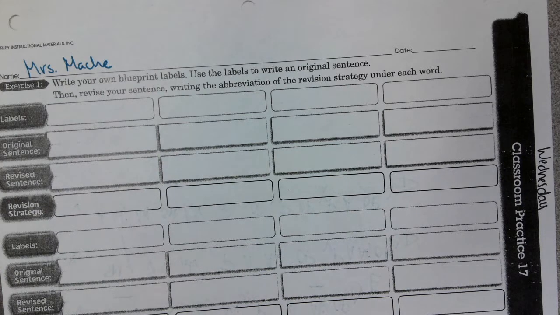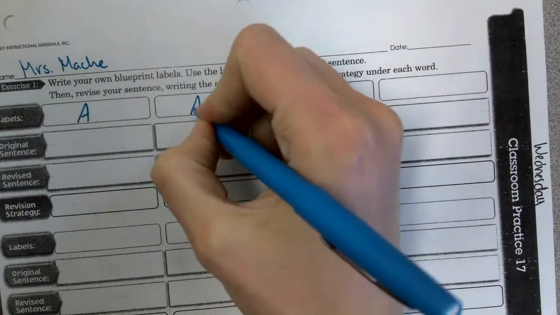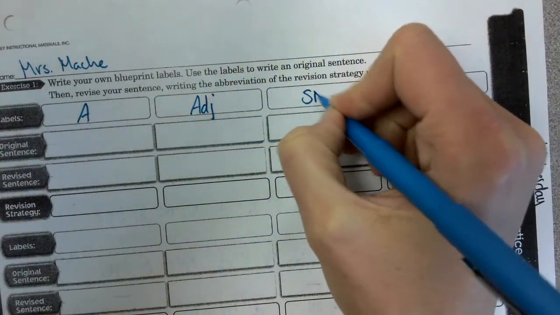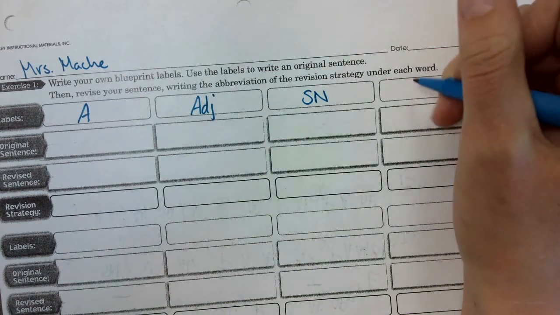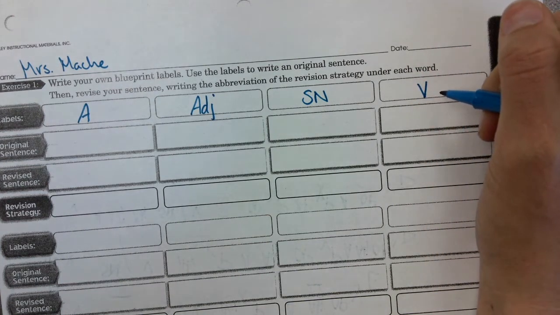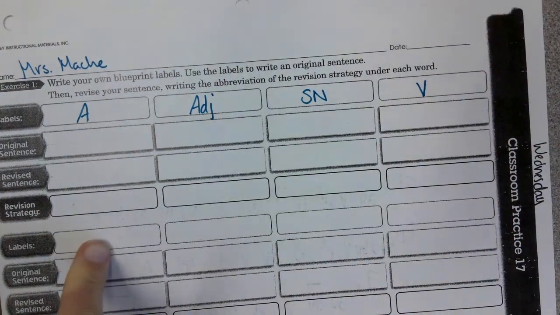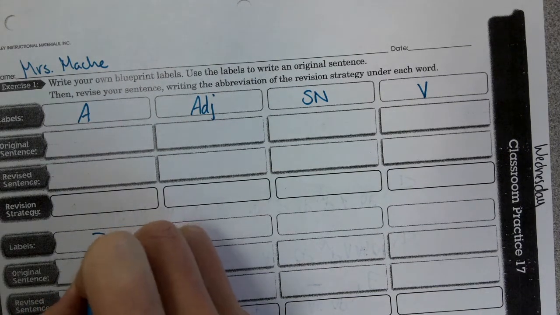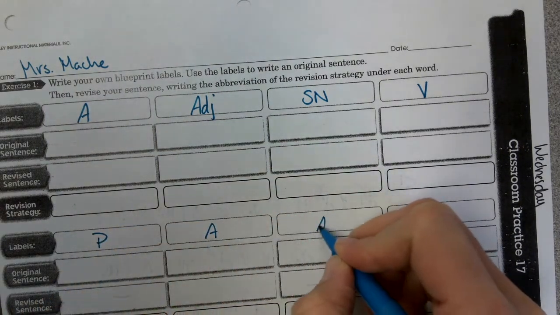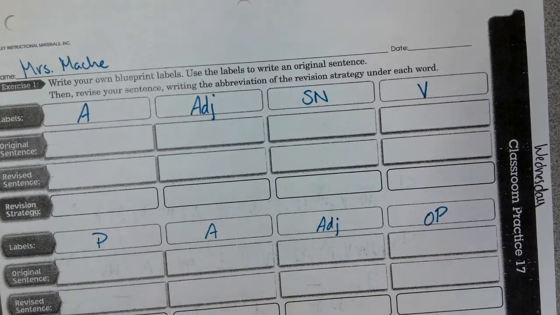Today let's go with an article, adjective, and an adjective, subject noun, verb, preposition, article, adjective, adjective, and then an object of the preposition. So we're going to throw in a prepositional phrase here. Okay.